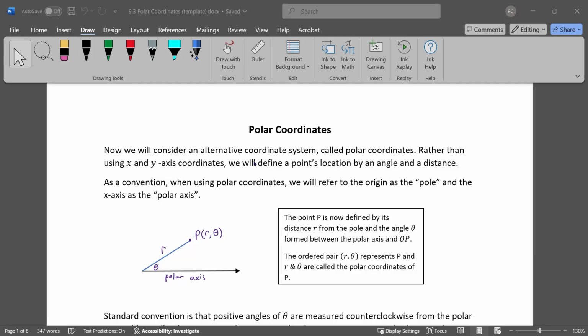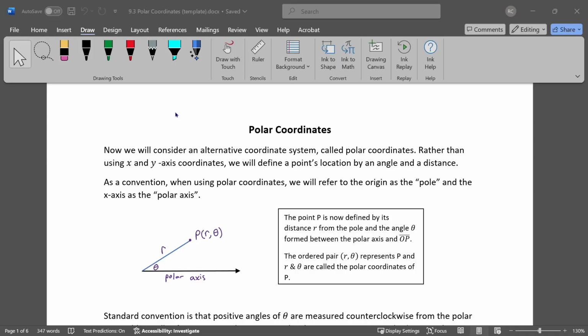Hello everybody and welcome to our video on polar coordinates. So now we've talked about parametric equations and coordinate systems. Now we're going to talk about an alternative coordinate system called polar coordinates. So rather than using x and y axis coordinates, we will define a point's location by an angle and a distance.